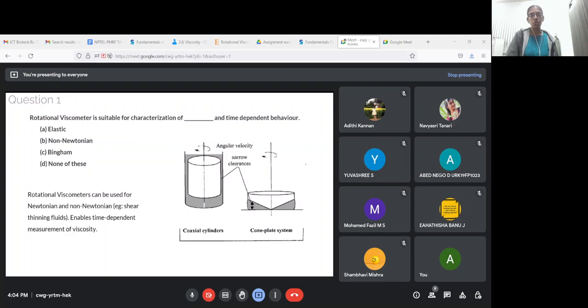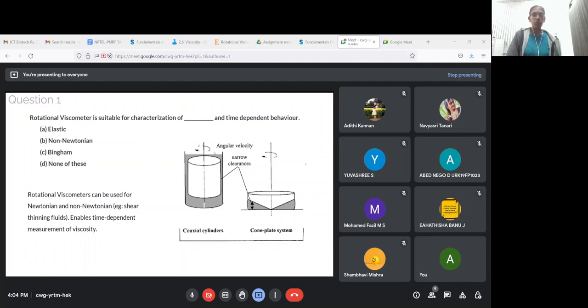So rotational viscometer, generally what happens is there are two parts, one that actually rotates and one that remains stationary. Since one rotates and the other remains stationary, there is some sort of shear stress that is applied to the fluid that is between these two parts. The fluid is filled between these two parts, and when you rotate one part, it produces a shear stress on the fluid between the two parts. So this is why it is called a rotational viscometer, and it can be used for both Newtonian and non-Newtonian fluids. Example like shear thinning fluids.